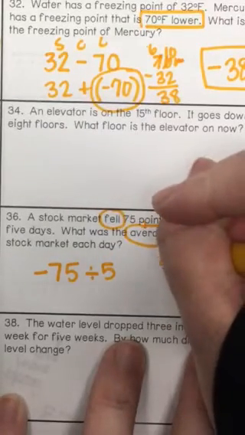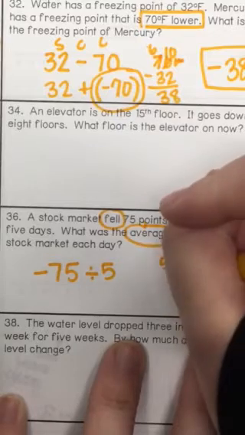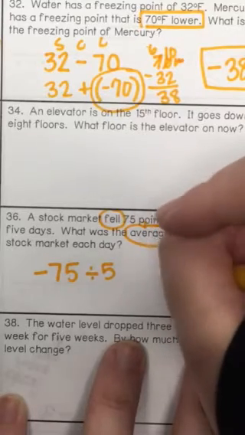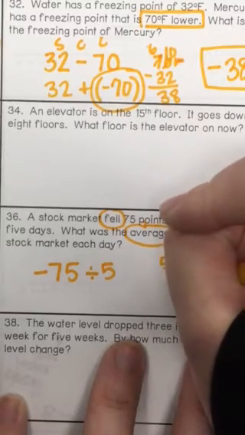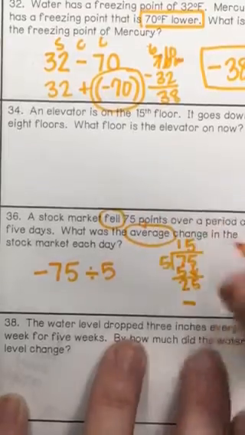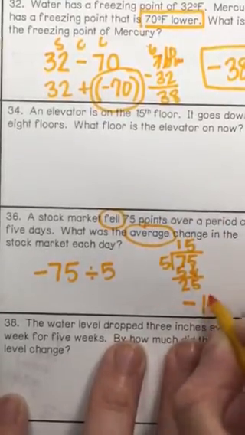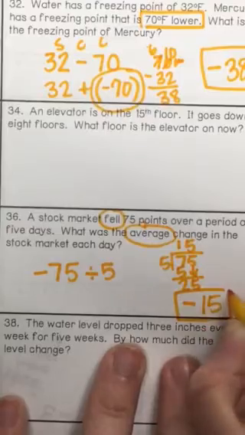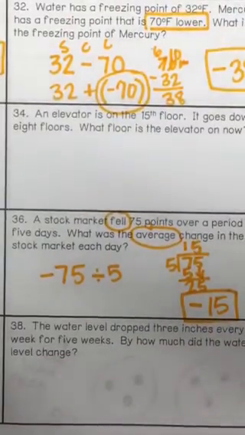So now I just have to divide 75 divided by 5. 5 goes into 7 one time. 7 minus 5 is 2. 5 goes into 25. 5 times 5 is 25. So my answer is 15, but since I knew that my answer had to be negative, then my answer is a negative 15.